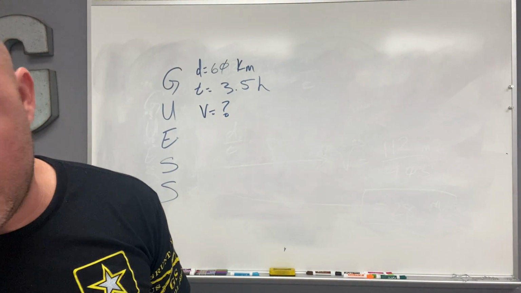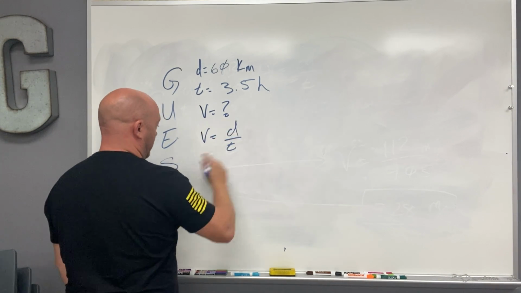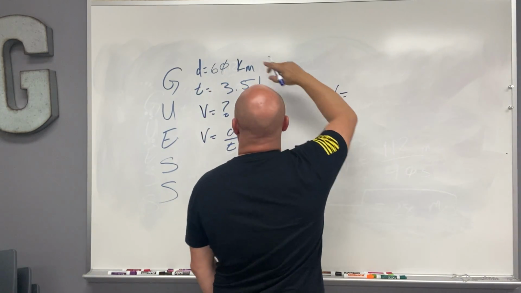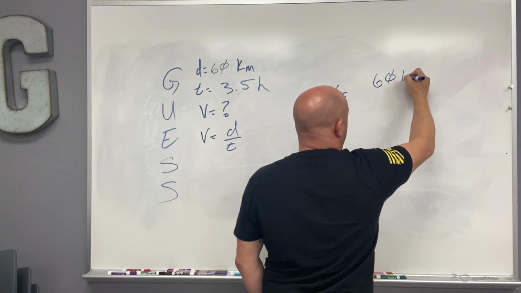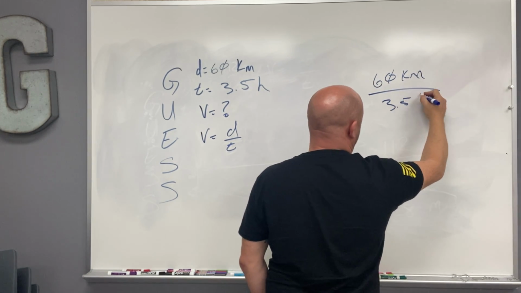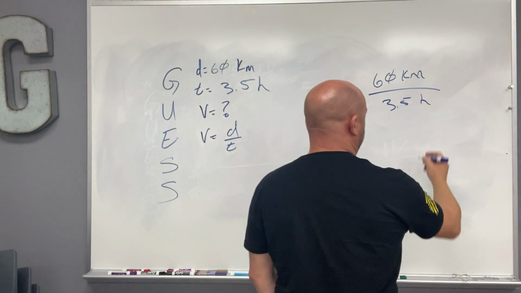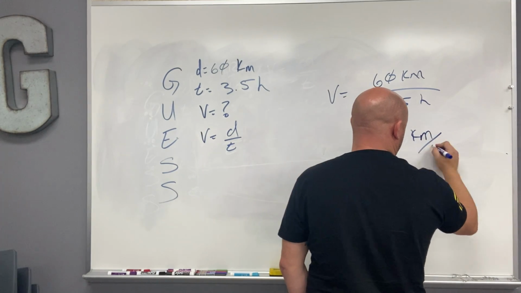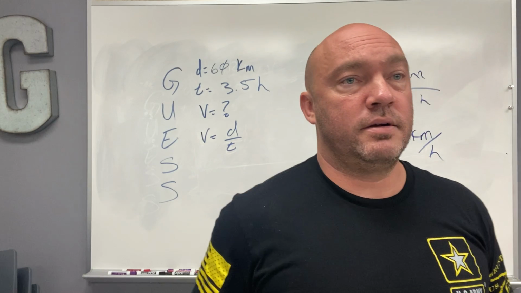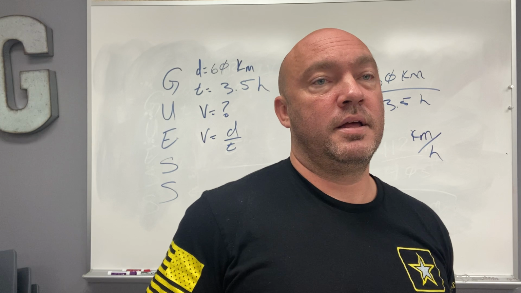Okay. Now, what's my equation? My equation is going to be velocity is equal to distance divided by time. I'm going to sub in, and I'm going to slide over here. So velocity is unknown. Distance is 60 kilometers. My time is 3.5 hours. Do kilometers and hours knock out? They do not. Okay. Now I'm going to take my calculator and divide. Can somebody divide 60 by 3.5 for me?